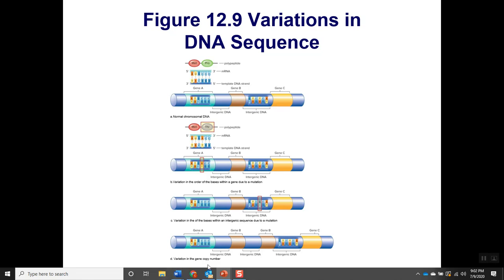Lastly, variation in gene copy number. This individual has 2 copies of the B gene, and that could increase the functionality of that particular protein product because there would be more of it being made, since they have 2 genes for it rather than 1.